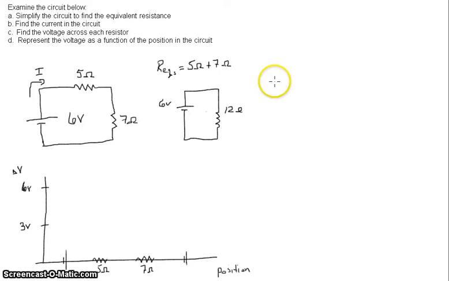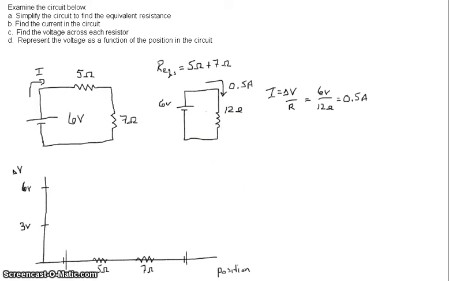B, we would then find the current for the circuit. We would have I equal to delta V over R, where you'd have 6 volts divided by 12 ohms, and this would equal 0.5 amps. Alright, now, there's your answer to B. So if we look at this, we know that 0.5 amps goes through the 12 ohm resistor.